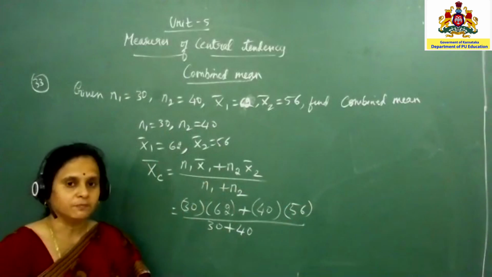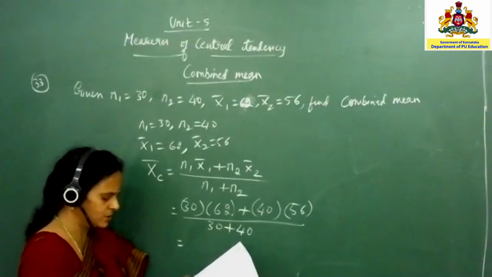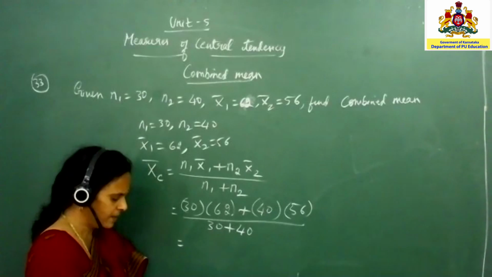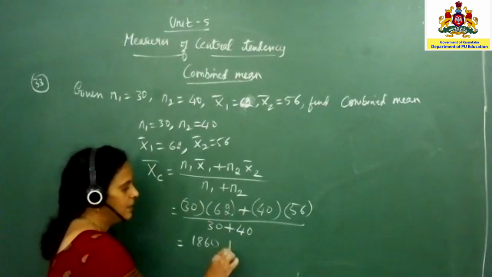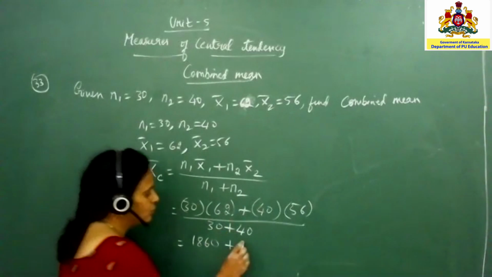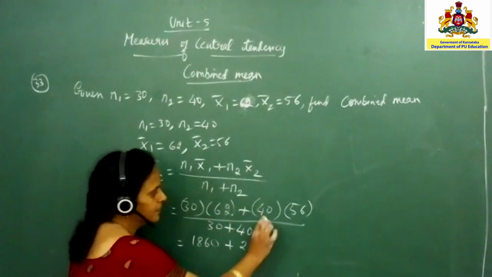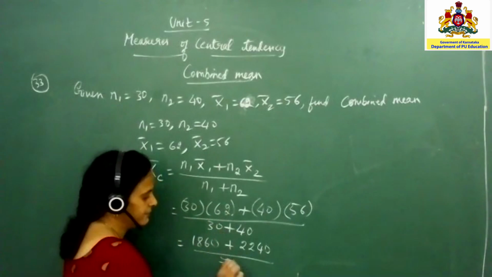Next we'll try to simplify. So I have to simplify here. 30 into 62, right? I'll be getting 1860 if I multiply these two. Plus 40 into 56, I'm getting 2240 when I multiply these two. Divided by 40 plus 30 is 70.